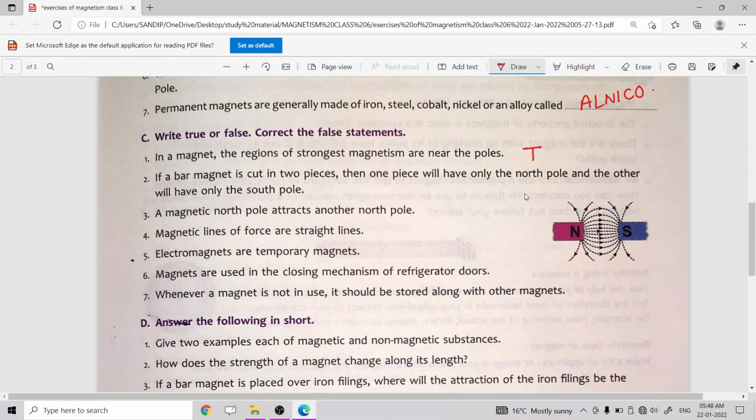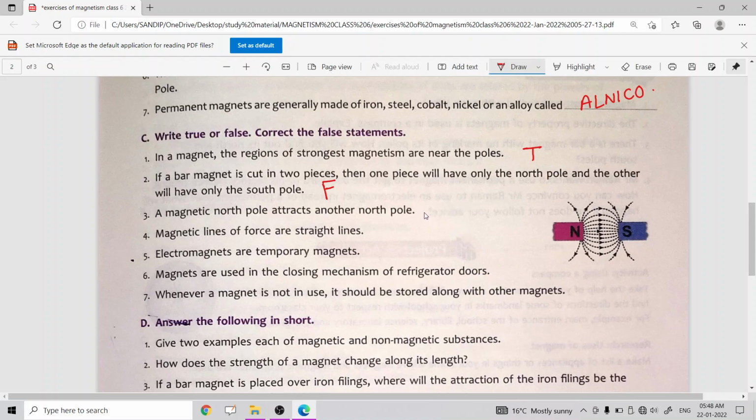The next one is: if a bar magnet is cut into pieces, then one piece will have only a north pole and another will have only a south pole. This is false. The true statement is: if a bar magnet is cut into two pieces, then both pieces have a north and a south pole.